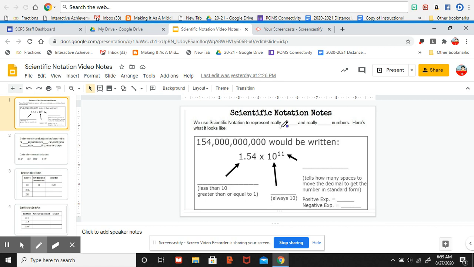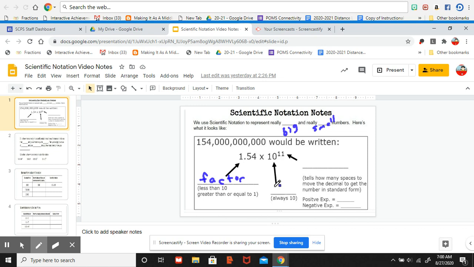Scientific notation is a shorthand way to represent really big numbers and really small numbers. Here's a really big example, 154 billion. This first factor is always going to be less than 10 and greater than or equal to 1. So the first factor has to be between 1 and 10.